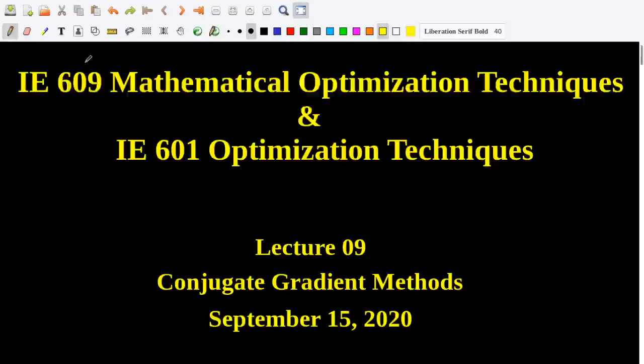Hello everyone and welcome to lecture number 9 for this course on nonlinear optimization. Today we will talk about conjugate gradient method, specifically the Fletcher-Reeves method from the book of Fletcher. We will go there slowly, starting from very basic ideas and motivation, and then quickly try to understand how and why this method works.